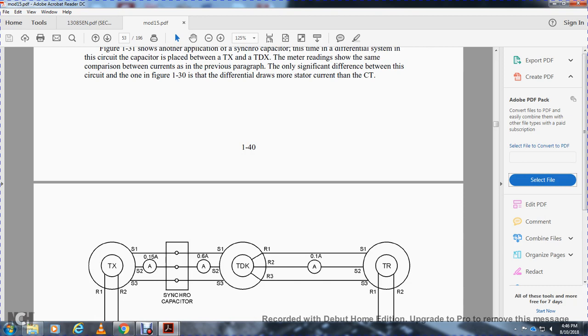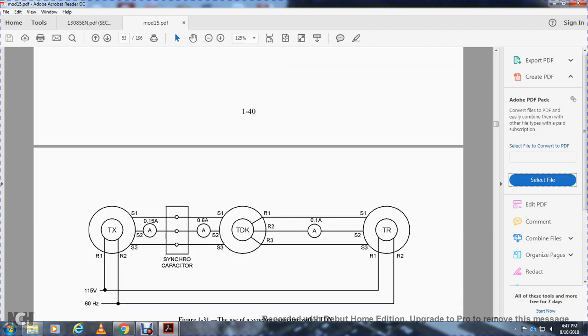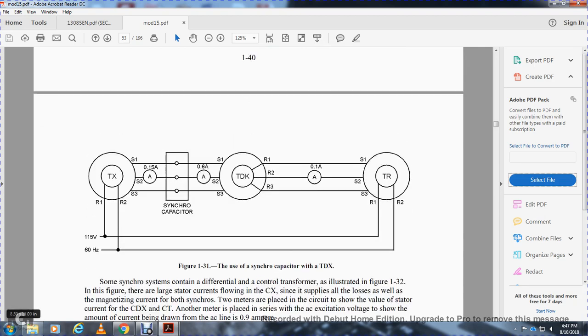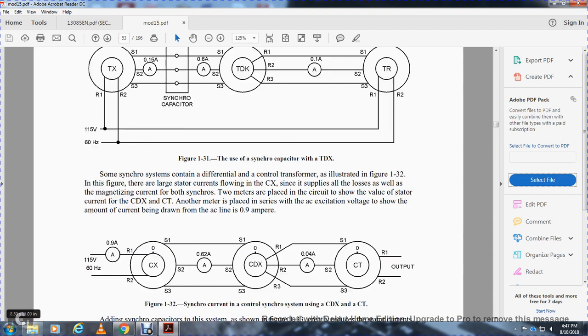Rotor 1 and rotor 2 of the torque differential transmitter, rotor 1 and rotor 2 with 0.1 amperes to the total stator 1 and stator 2 outside of the torque receiver. Rotor 1 and rotor 2 go to rotor 1 and rotor 2 of the torque transmitter, 115 volts, 60 hertz. Some synchro systems contain the differential control transformer.